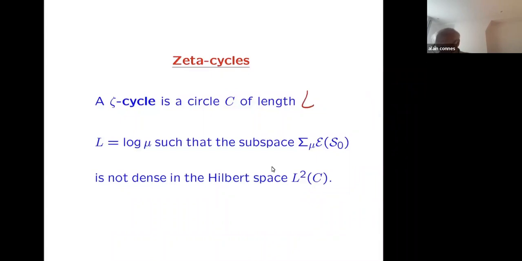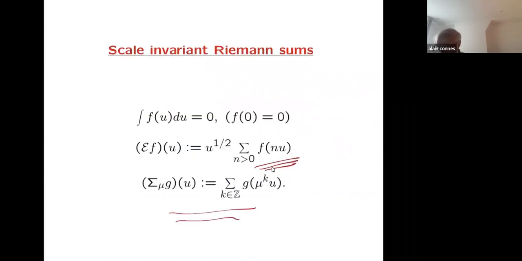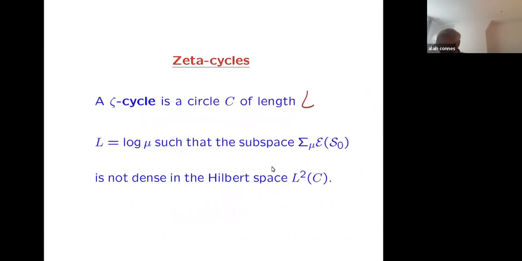And what one assumes about this circle is that when you take the Riemann sums, but rescaled, made scale invariant by taking sums of the powers of mu applied to the variable, you assume that this subspace of Riemann sums is not dense in the Hilbert space L2 of the circle. That's what we call a zeta cycle. So it's a very simple notion. It has to do with Riemann sums.